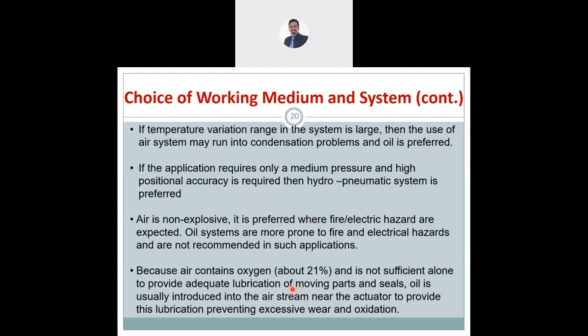So dalam pneumatic, dekat actuator dia kadang-kadang ada satu mechanism for lubrication in order to prevent rust, karat dalam sistem. Dia introduce at the end dekat actuator part some oil. So dia akan provide lubrication, preventing excessive wear and oxidation. So kita tahu apa akan jadi kalau ada oxidation. Maybe the surface akan ada macam lubang-lubang. Okay, and wear. So when you always put oil and keep your metal ataupun your material, it will always prevent rust ataupun it will protect the surface. Boleh juga introduce.